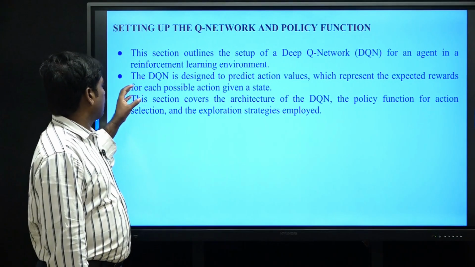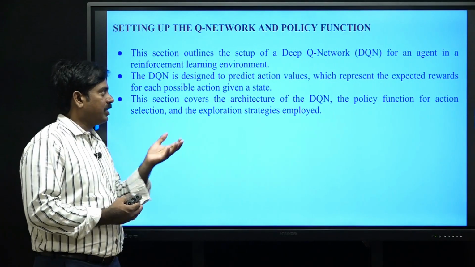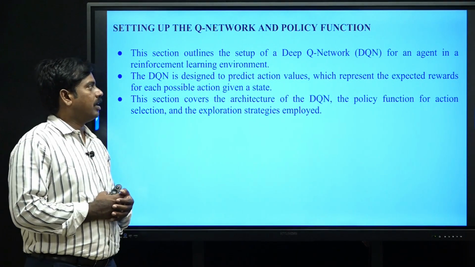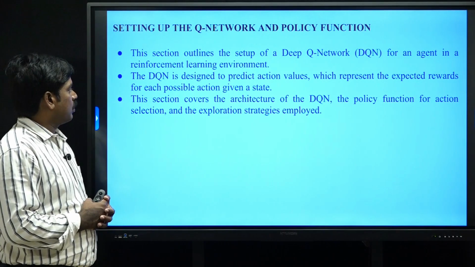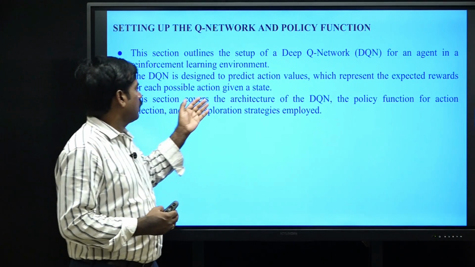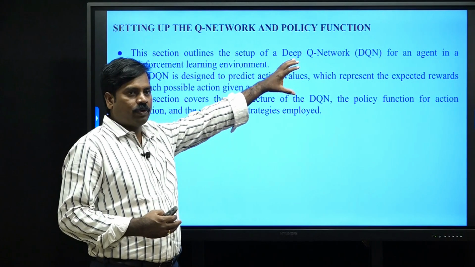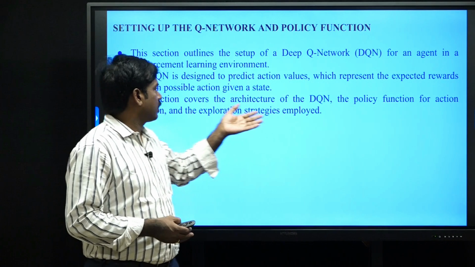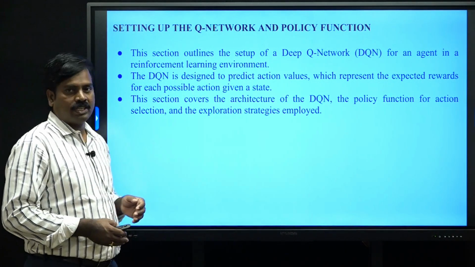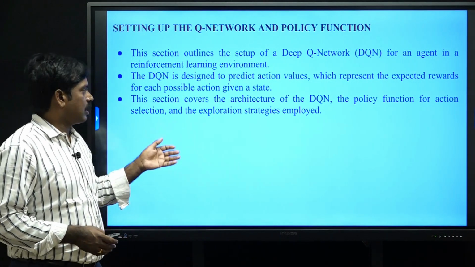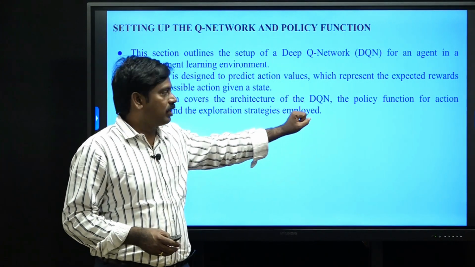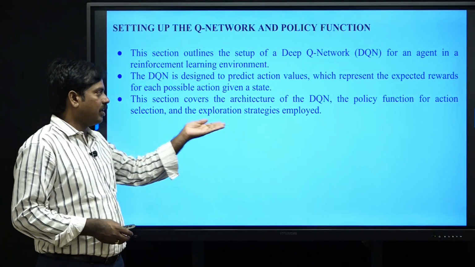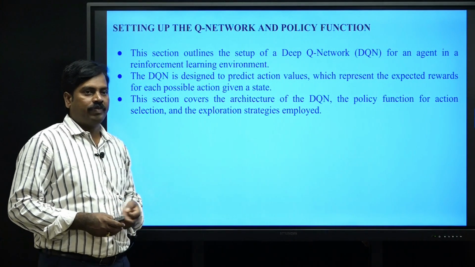For an agent, we represent the Q function with a DQN, a deep neural network. This is designed to predict the action values, which represent the expected rewards for each possible action in a state. So this section covers the architecture of the DQN and the policy function for action selection and exploration strategies of the game.